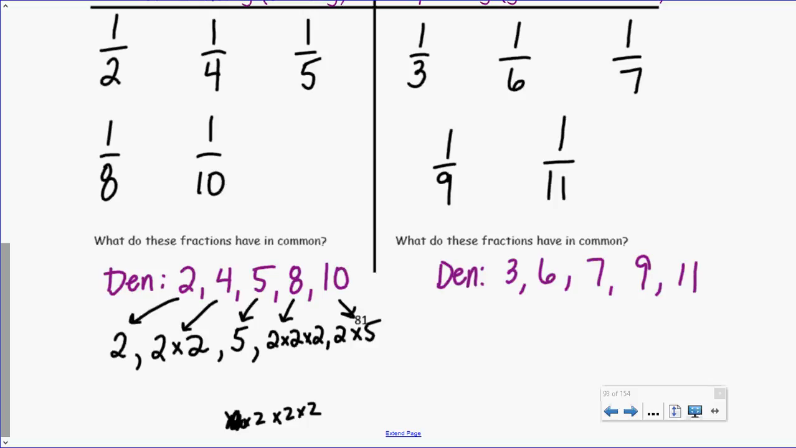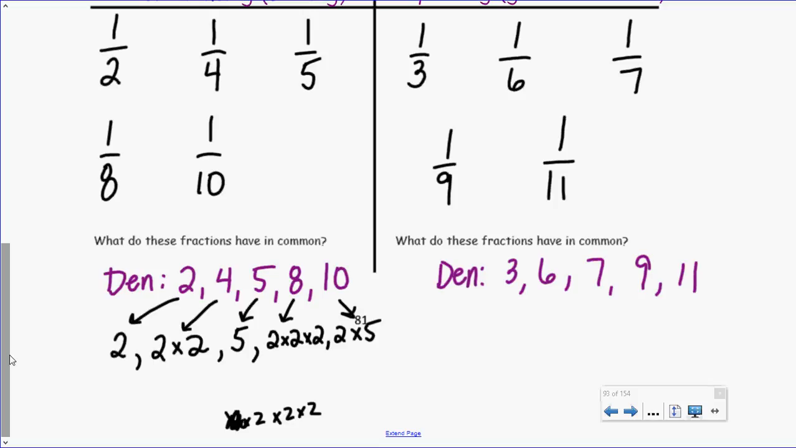And here's why. What's really cool, if you think about it, 2 times 5 is 10, and that's what our decimal place is based on. So there actually is a reason why those end nicely, because they either have a 2 or a 5. And then on the right side, we're going to notice that that doesn't really happen.